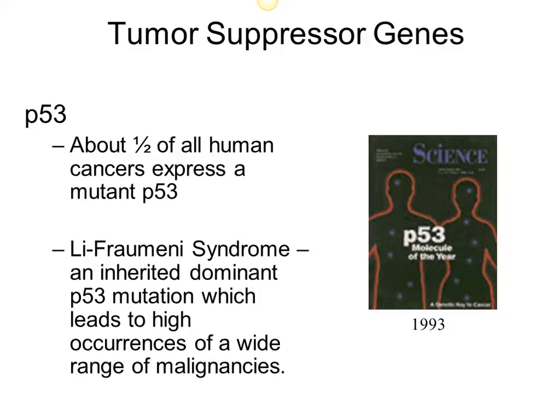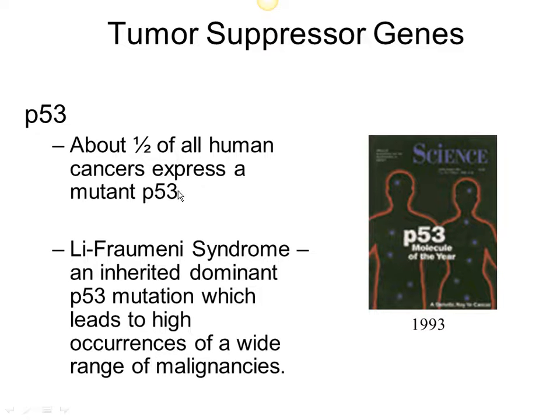And this molecule is a tumor suppressor. And about half of all human cancers have a mutation in p53. So it's a really important tumor suppressor that is often mutated. And in 1993, Science, which is one of the premier journals, chose p53 as Molecule of the Year, which is kind of funny because I bet you didn't know there is a Molecule of the Year. But anyway.